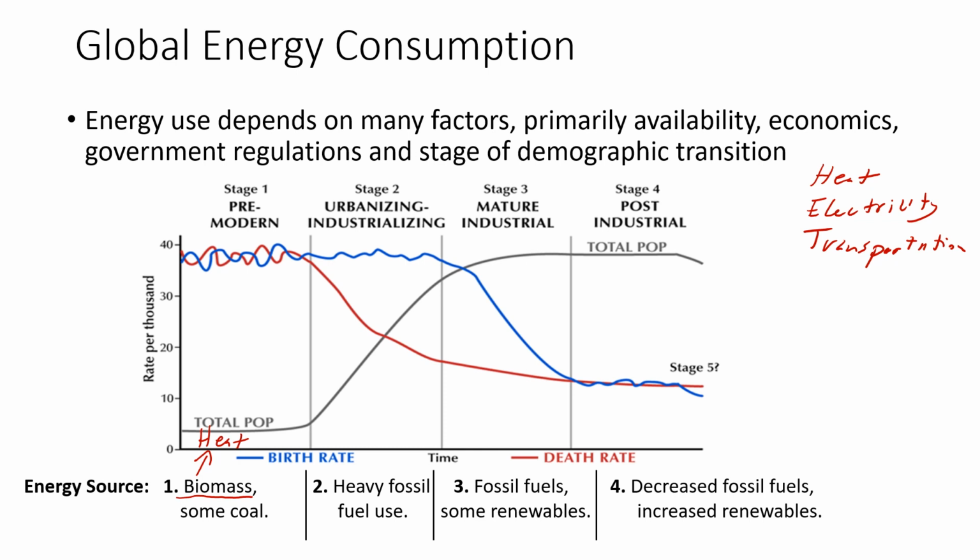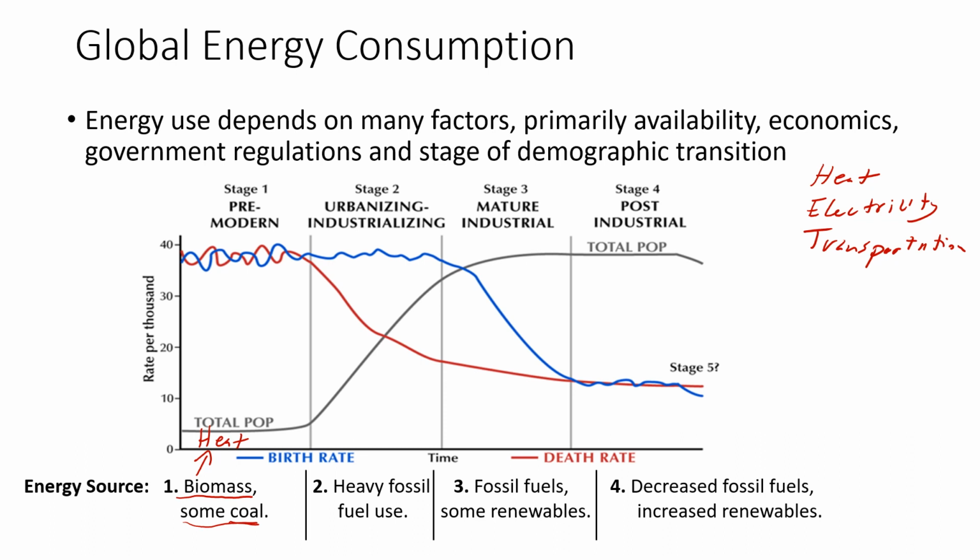Biomass is going to include wood, charcoal, crop residue, animal dung, etc. You might be using some coal. Okay, so there'd be some coal being used depending on where on the planet you are. Okay, if coal is readily accessible, then you'll be using it. If coal is not readily accessible, then you won't.